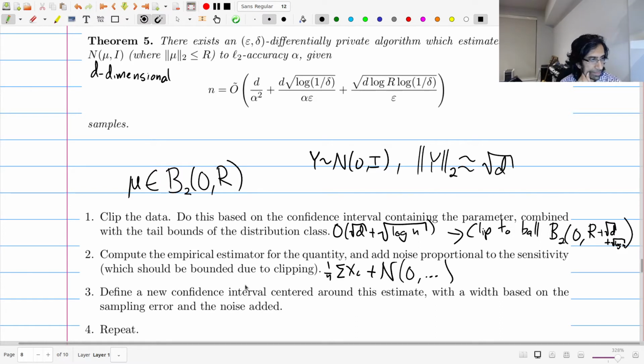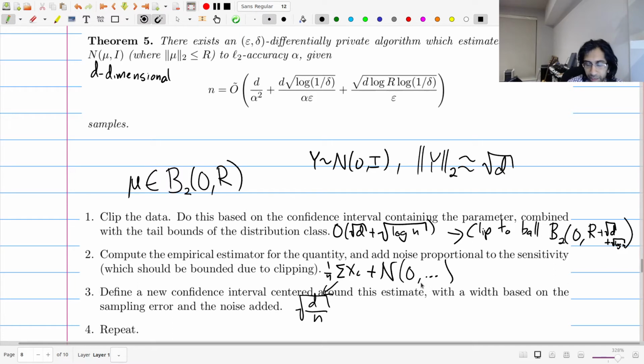So, what do we want to do? We want to quantify how much error is present. How much error is present due to each of these? Well, one thing we have here is that the error incurred by sampling will be roughly square root d over n. This is the standard sampling error for a Gaussian. If you take the empirical mean, the distance between the true mean and the empirical mean is roughly square root of d over n.